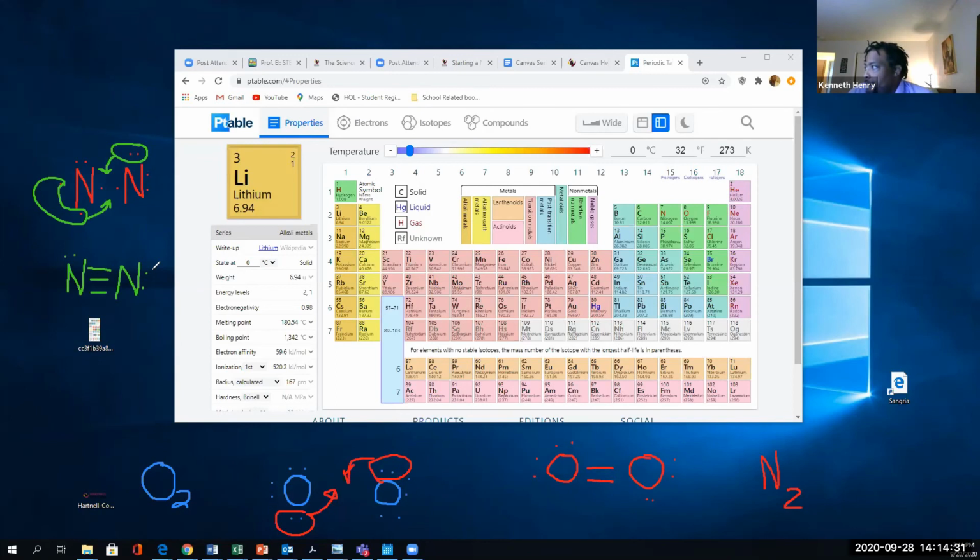Okay, so this, I have a question. Yes. Why is there 3 lines when you only circled 2? Because we have the one between the 2 pairs. Oh, okay. Perfect. Thank you.